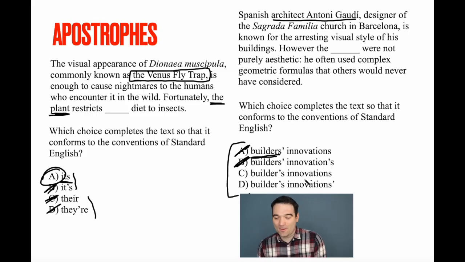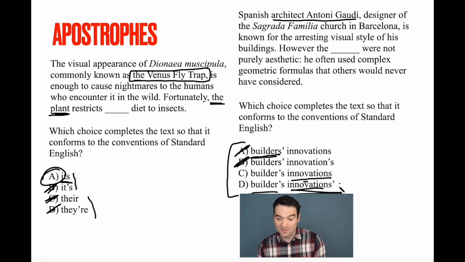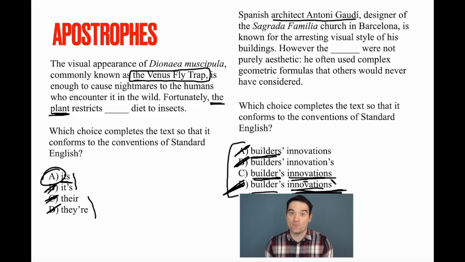Okay, now we have to decide between innovations or innovations apostrophe. Well, do the innovations possess anything? No, they don't, right? The innovations belong to the builder, but it's not like the innovations have their own output or something like that. However, the builder's innovations, the innovations that belonged to the builder, right? We're not talking about something possessive. So D is out. Correct answer here is one builder and his innovations, plural.